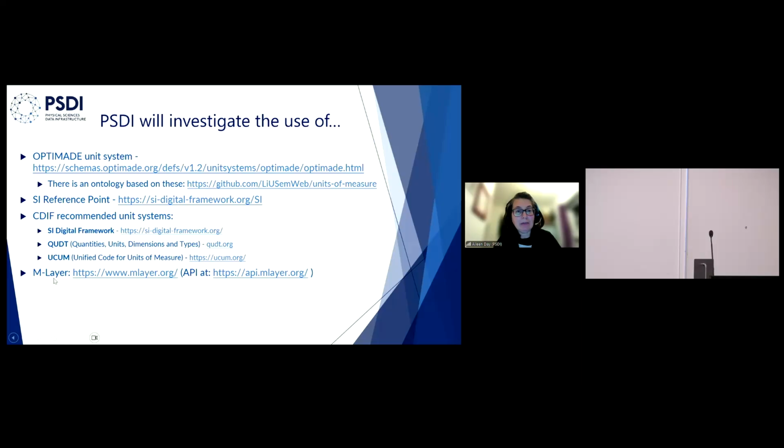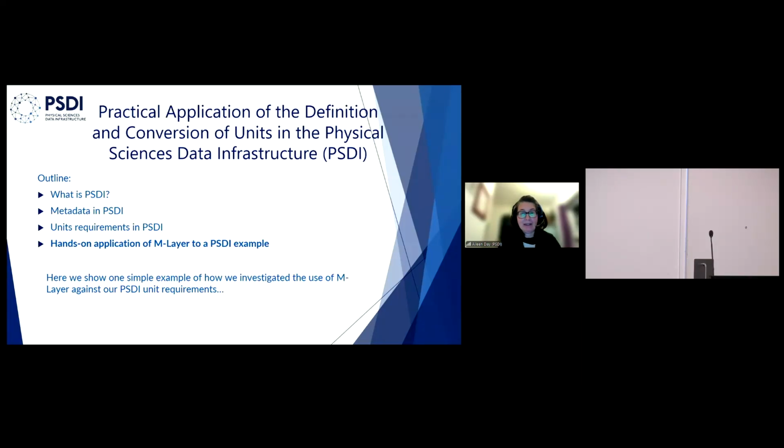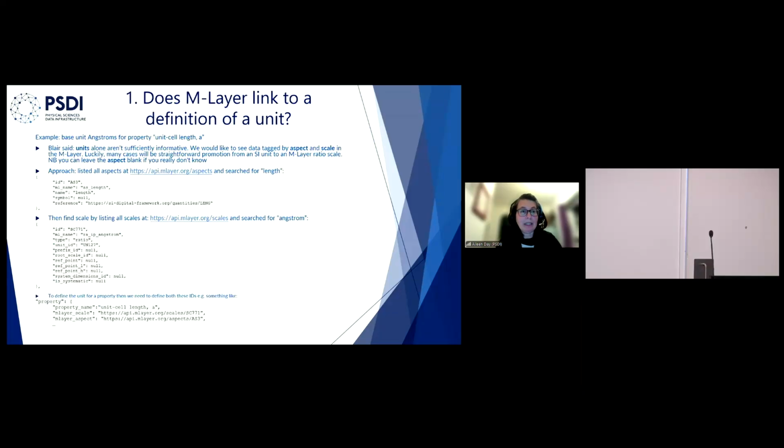We haven't done most of this work yet, but we have looked at MLayer because Blair was visiting us, so it was a good chance to sit down with him and work out how that would work. So moving on to MLayer. So the first requirement was, does MLayer link to a definition of a unit?